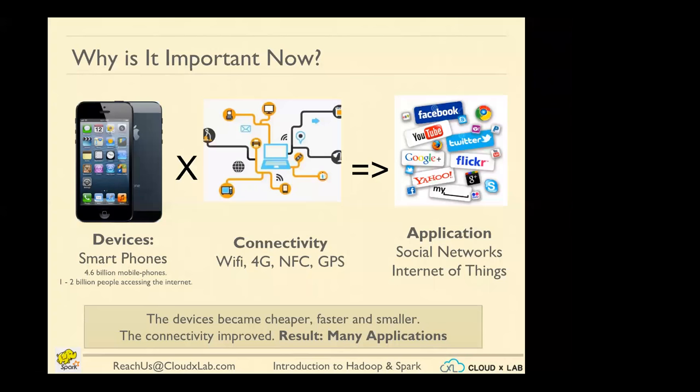All right. So why did it happen? Why did this become so? There were two aspects to it. One is devices, the other is connectivity. And the product of the two led to so many applications. On one hand, we had so many devices like smartphones. On the other hand, we got the connectivity: Wi-Fi, 4G, NFC, GPS. Because of the combination of the two, we got a whole plethora of apps which connect people and make information available. The devices became cheaper, faster, and smaller, resulting in many more applications. And that's exactly the reason data storage has been increasing exponentially.